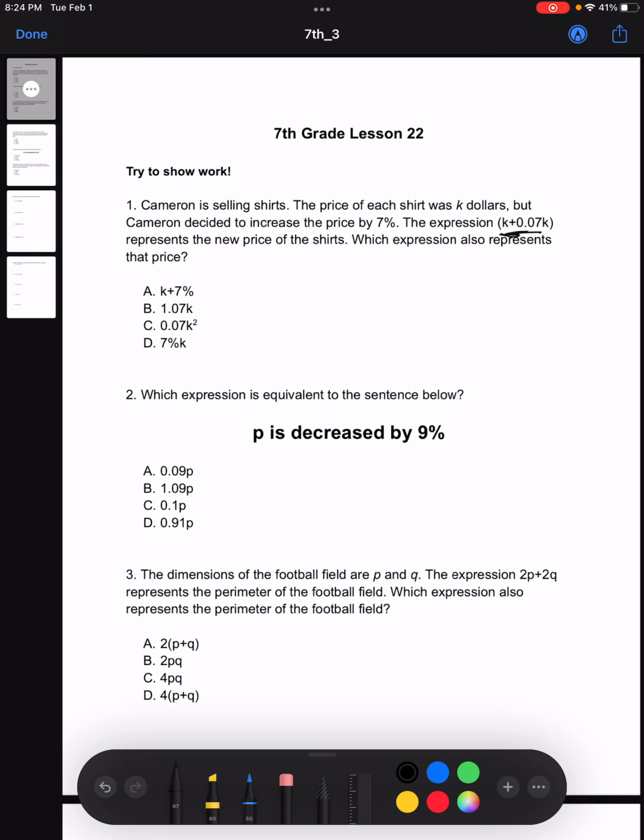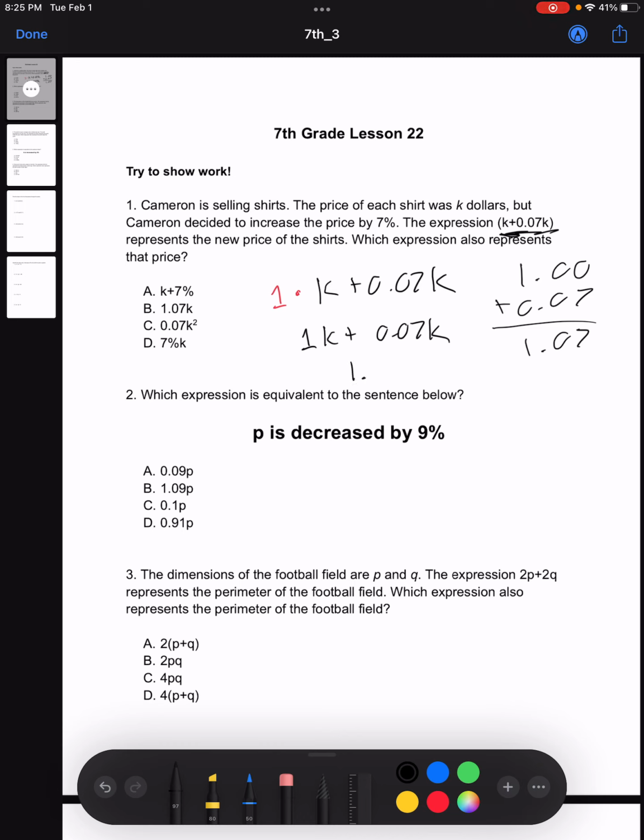Well, if we focus on the expression they give us, K plus 0.07K, what we have to realize is that in front of this K, there's a hidden coefficient of 1. So we can rewrite this as 1K plus 0.07K. Since our variables are the same, we can just combine these two together and add up the coefficients to get just one term. Doing that is the same as adding 1 plus 0.07, meaning that our new answer would just be 1.07K, making our answer B.